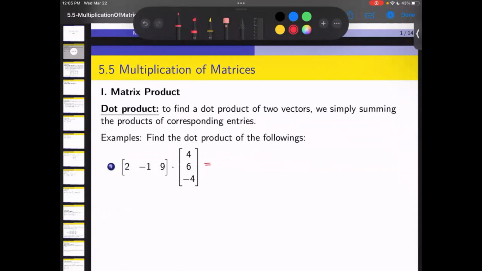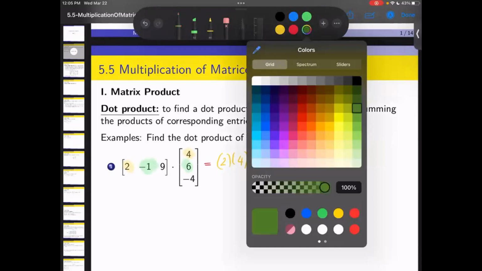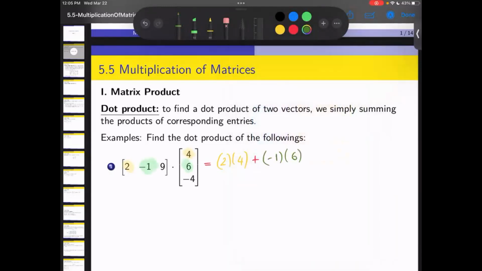So this one is equal to, I can sum, take 2, multiply to 4. Sum, so I add to the second one, which is -1 multiplied to 6. And then the last one, adding 9 times -4. And that would give you the value of -34.